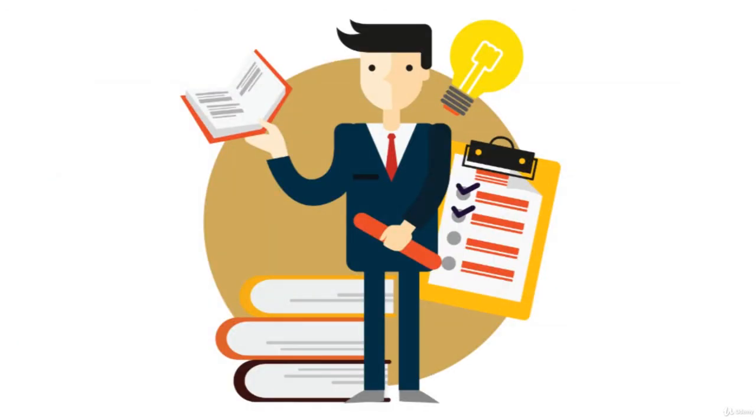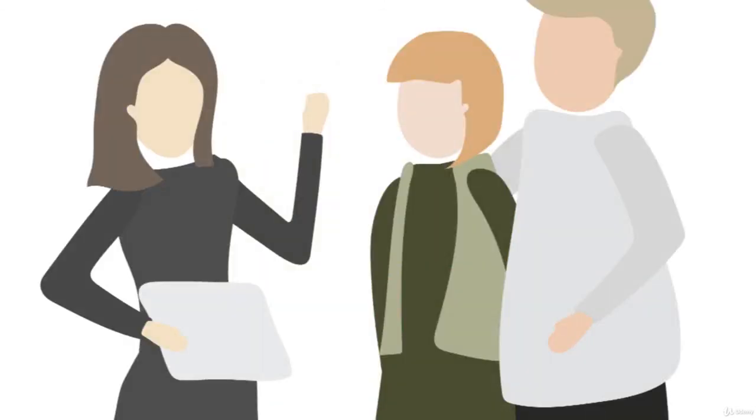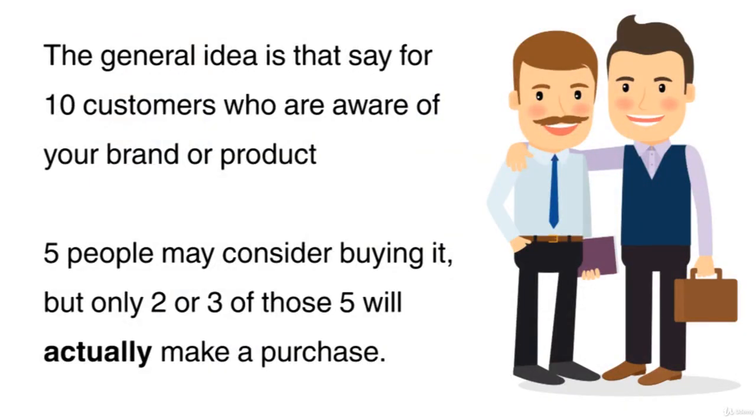In many cases, the hierarchy of effects model is popular because it works for most industries. Remember, the model doesn't mean that every customer will make a final purchase. The general idea is that, say for 10 customers who are aware of your brand or product, 5 people may consider buying it, but only 2 or 3 of those 5 will actually make a purchase.